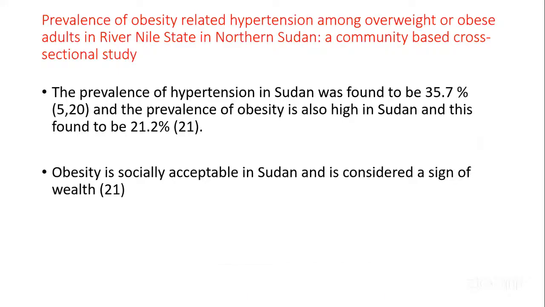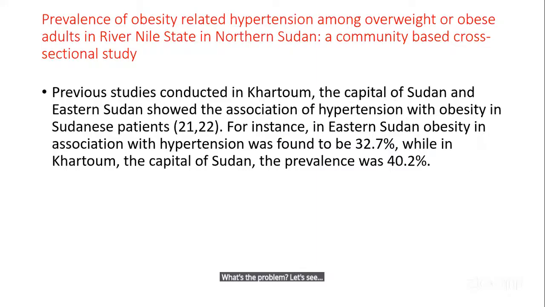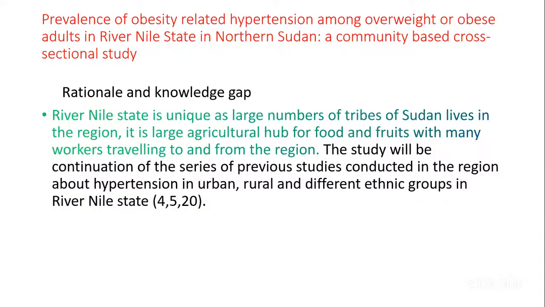Right. A previous study conducted in Khartoum, the capital of Sudan, and Eastern Sudan showed the association of hypertension with obesity in Sudanese patients. For instance, in Eastern Sudan obesity in association with hypertension was found to be 32.7%, while in Khartoum, the capital, the prevalence was 40.2%. So, very high in the capital. So that's where the rationale and gap come from.